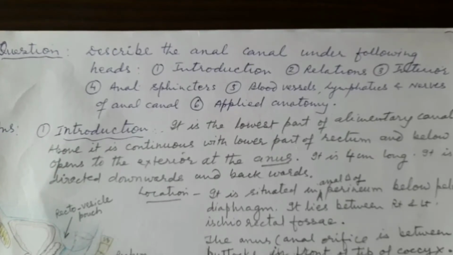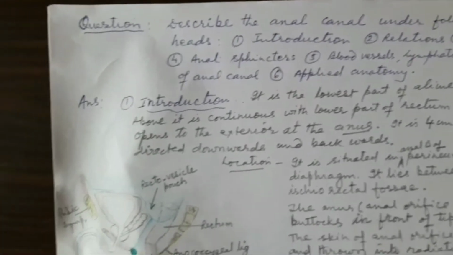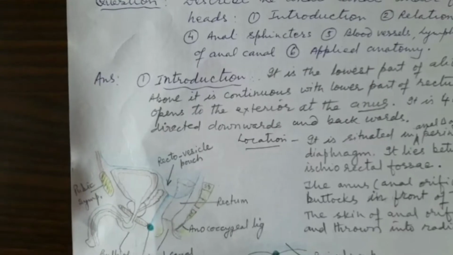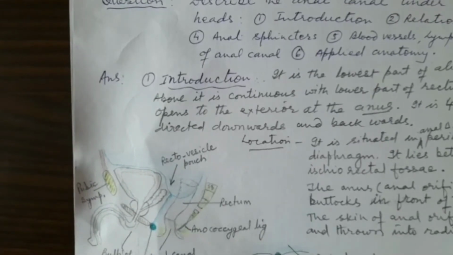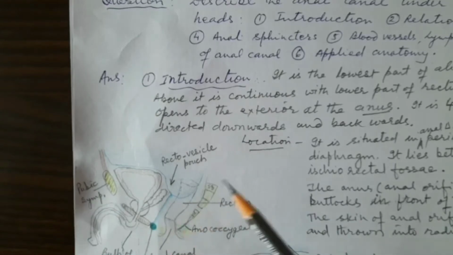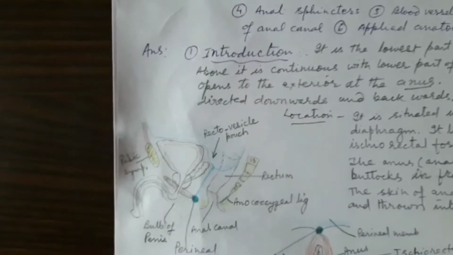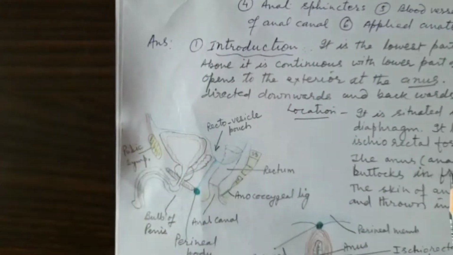Let us come first to the introduction. In the introduction you may write that it is the lowest part of the alimentary canal. The anal canal is the terminal part of the alimentary canal. Above, it is continuous with the lower part of the rectum. Let us see the orientation of this diagram which I will show you here.